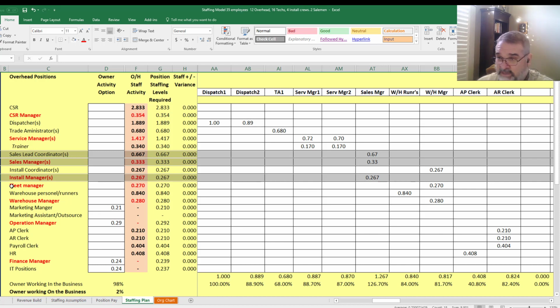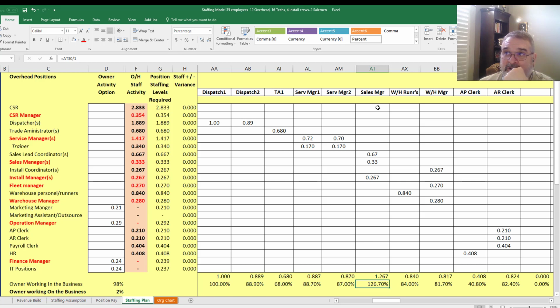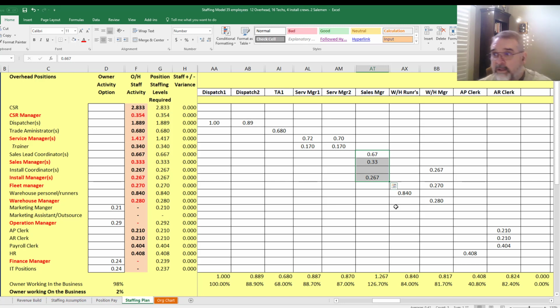But now we've added an install manager job onto him at 26% of his time. Well, I can't give any more to the owner because he's at 98%. So this guy's stretched out to 126. Now my choice would be I could add an install coordinator, but he'd only be 26%. So right now I'm going to ask the sales manager to step it up, stretching to 126, knowing that he's stretched.